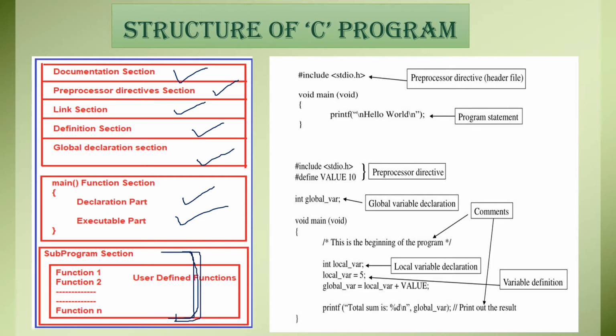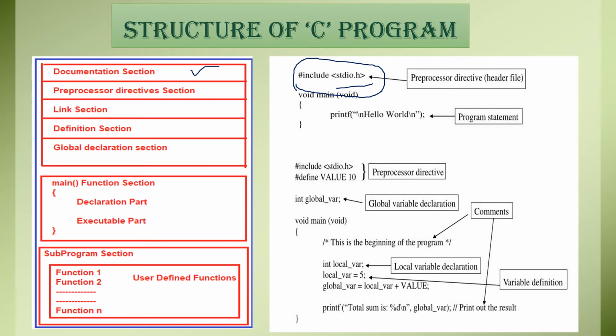Let's understand it with the help of an example. First section is the documentation section and this is the comment section. That means we can omit comments if we don't want to write any comments, so we can omit this section. Now next is the preprocessor directive or link section, and here we are including the header file like stdio.h because this header file includes many functions which we are using in this, so this header file must be included.